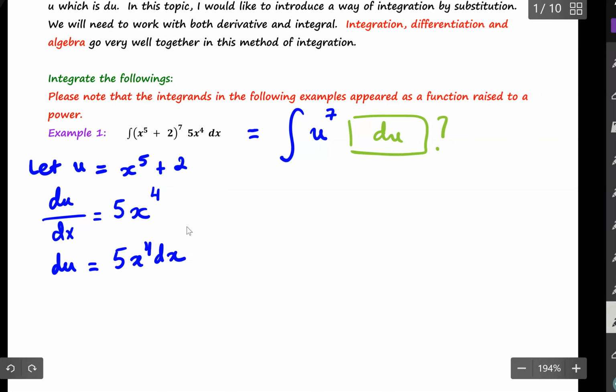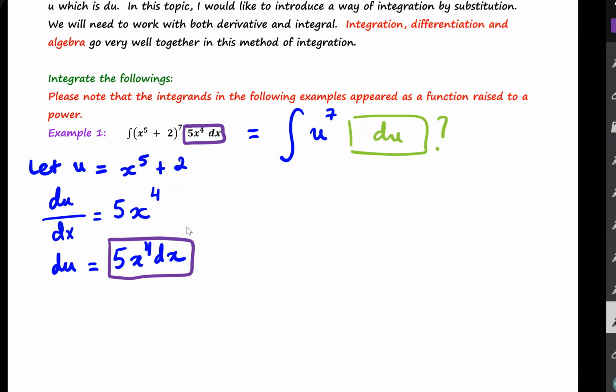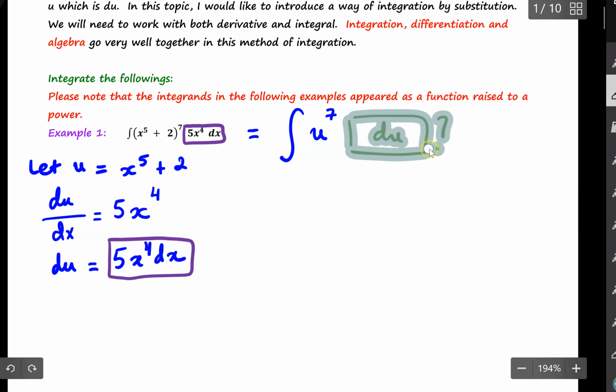Now notice this. You have 5x to the exponent 4 times dx, the exact match of your 5x to the exponent 4 dx. So now instead of writing 5x to the exponent 4 dx in this case, I will just substitute that with the du, right? Okay, so I will substitute that with the du.